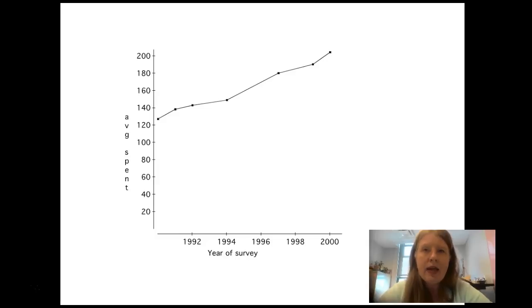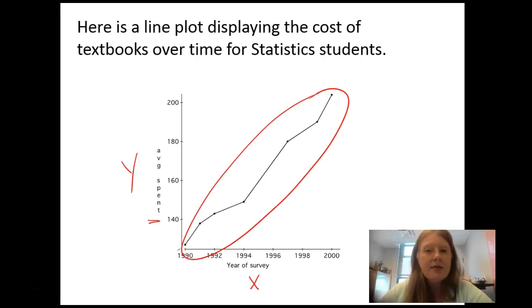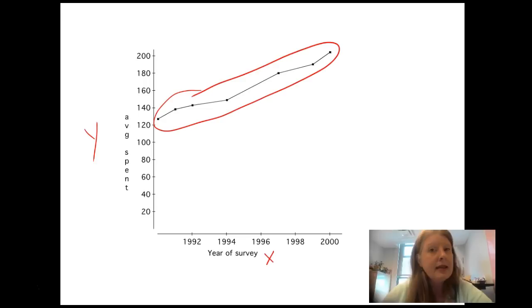So again, we have the same information. Year of the survey is on the x-axis, average spent is on y. Now we expand our y-axis. We start way down here. So we can still see there's an upward trend, but it doesn't look as steep as it did in the earlier example where the y-axis was more truncated. So expanding the axis can really change what is being displayed, and change the perception of the overall trend.